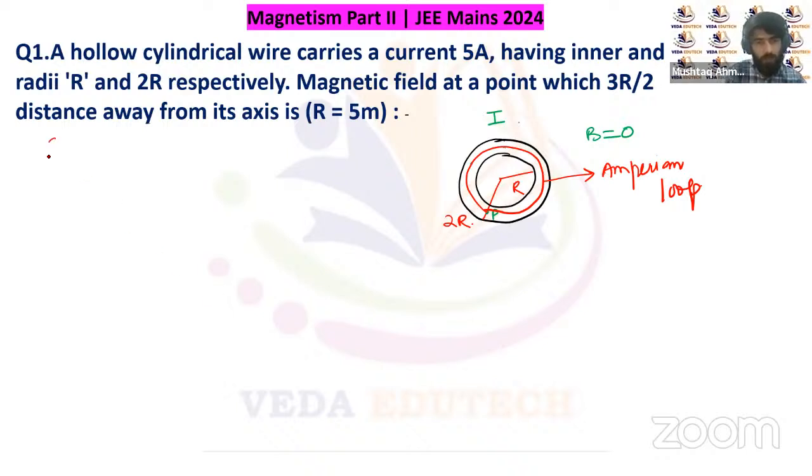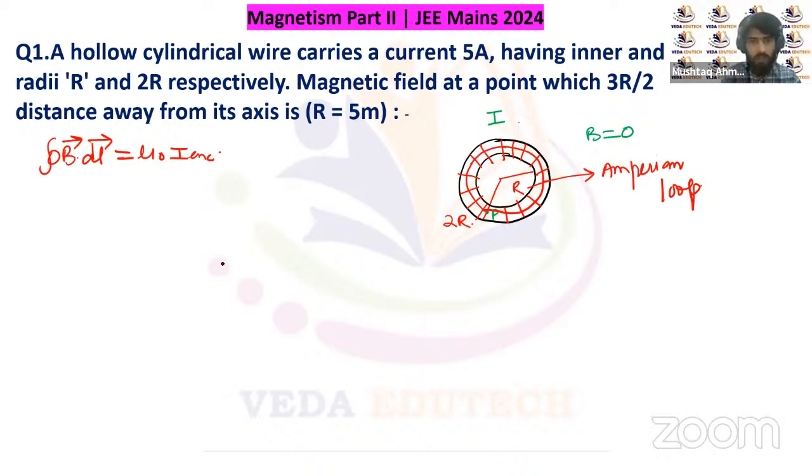Now we know that according to Ampere's circuital law, integral of B dot dl will be equal to mu naught times current enclosed. Now the current enclosed we have to calculate through this Amperian loop. We know the current density through this hollow cylindrical wire is a constant, and the current density will be the current divided by the perpendicular area. The current is actually flowing in this portion of the area only, so we'll be just taking this much area for calculating the current density.